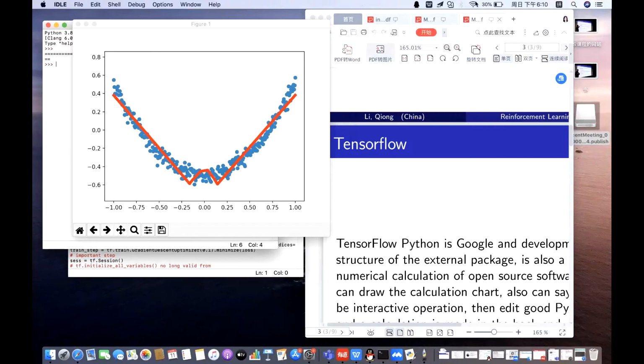Hello? Hello, we can see. It's a kind of regression model, right? Can you explain the red line? Because if it's a regression, the blue points are randomly generated, and the red line approximates these blue points. So the red line is a kind of regression function, right?